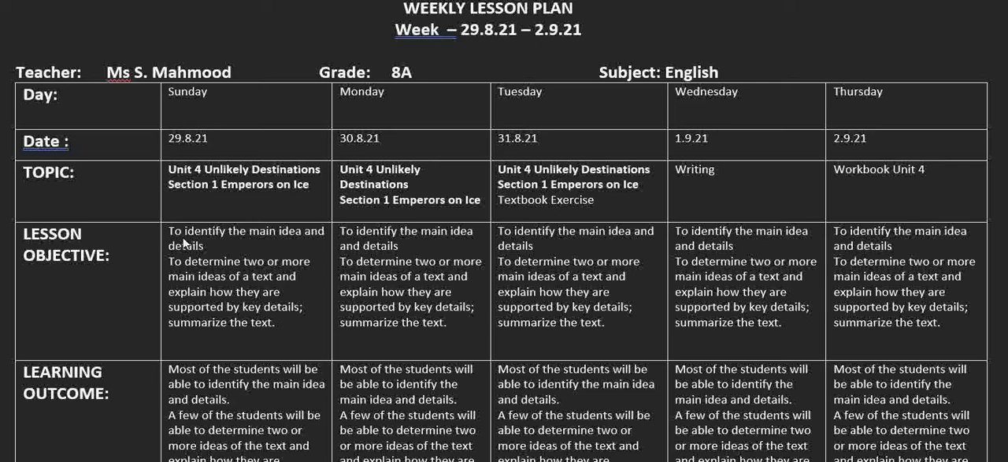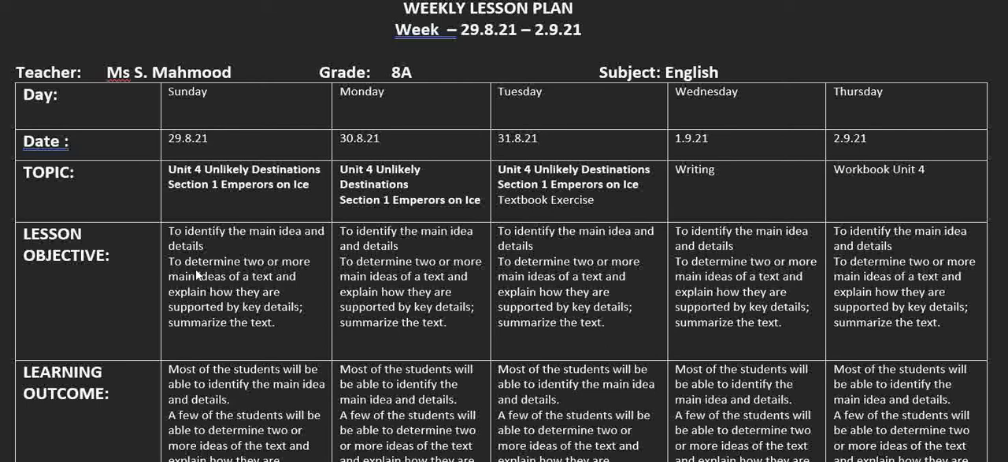On Sunday, the learning objective is to identify the main idea and details and to determine two or more main ideas of a text and explain how they are supported by key details and then summarize the text. Among these two objectives, the first is an easier version, that is you'll be able to narrate the story and know what it is all about, and you'll be able to find supporting details. The second objective is slightly challenging. It's a new objective which will continue over several weeks.